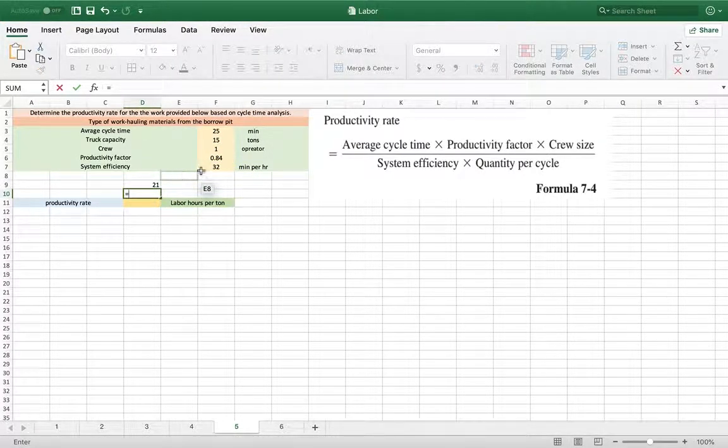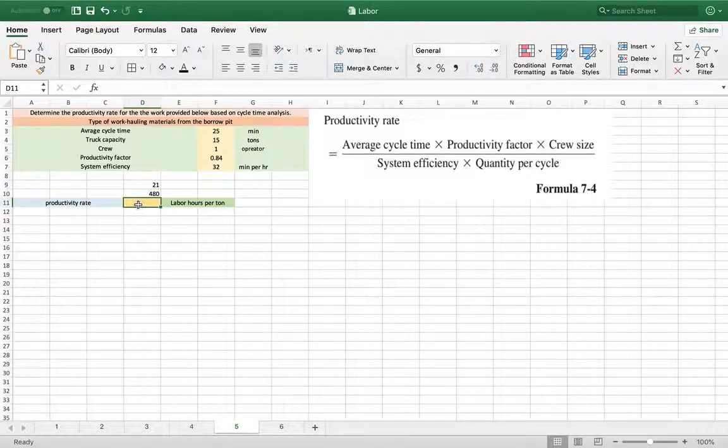Then we're gonna find the system efficiency multiplied by quantity per cycle. System efficiency multiplied by quantity. So the quantity is 15 tons. So to find productivity rate, 21 divided by 48, it's 0.04 labor hour per ton.